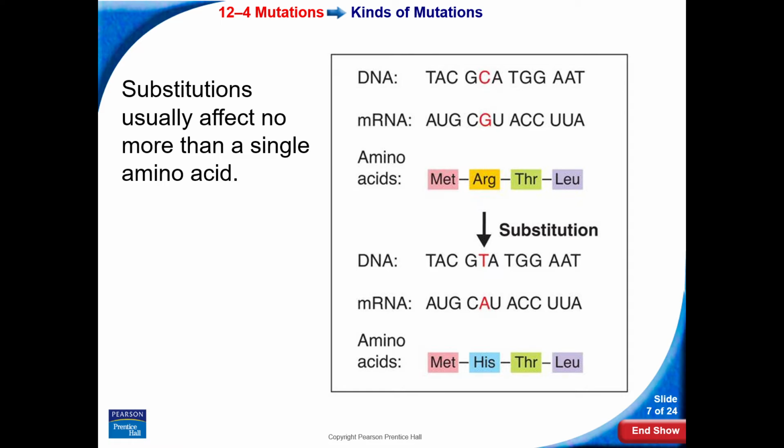Substitutions usually affect no more than a single amino acid. Why is that? Because whenever you get the triplets, and you take one particular nucleotide and you substitute it with another. In this particular case here, we took a cytosine and we substituted it with a guanine. Well, instead of having a particular amino acid, arginine, then you're going to get histidine. And while that may produce an abnormal protein, it's not going to be a huge lock-stock change. Okay, substitutions are only going to affect that one single amino acid.